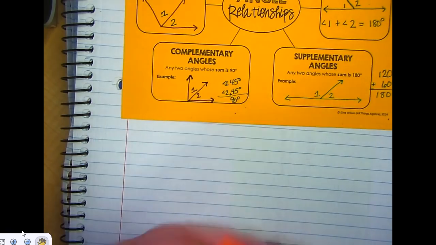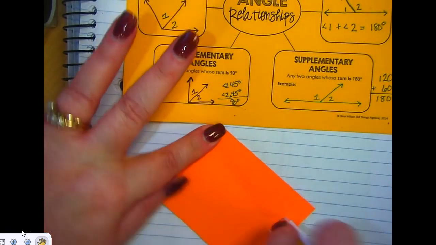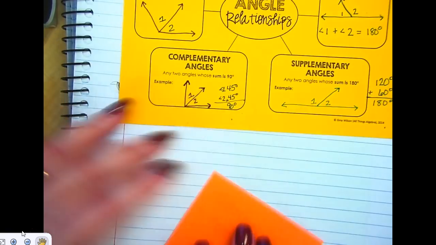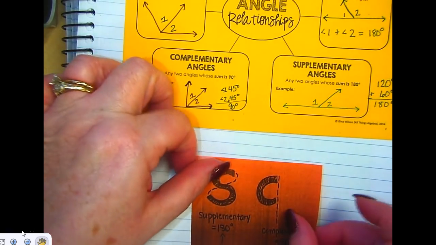So just glue this down here in the bottom of the page. Kind of leave some room on both sides. We're going to do a little bit of writing.